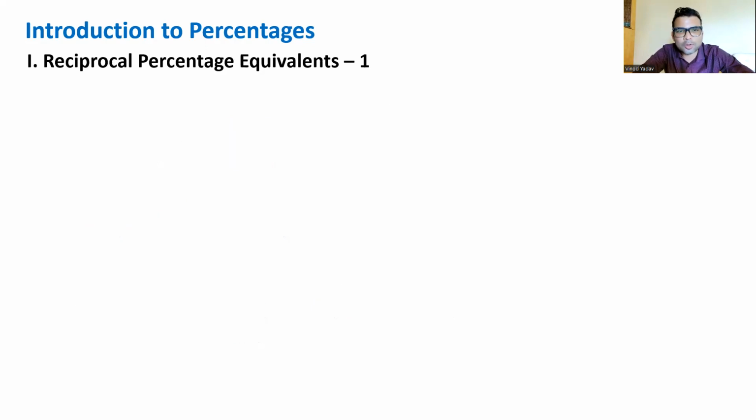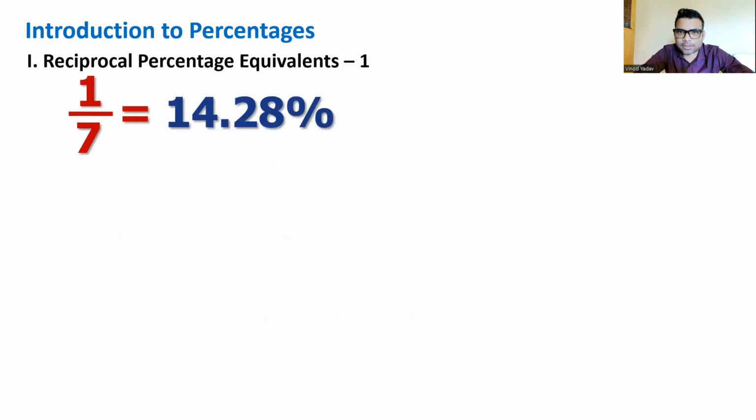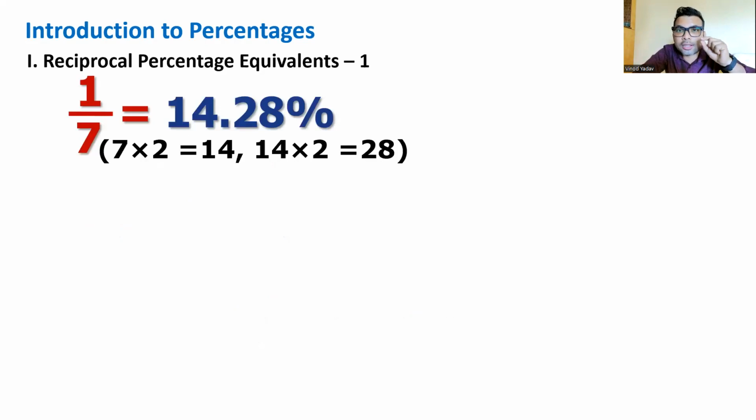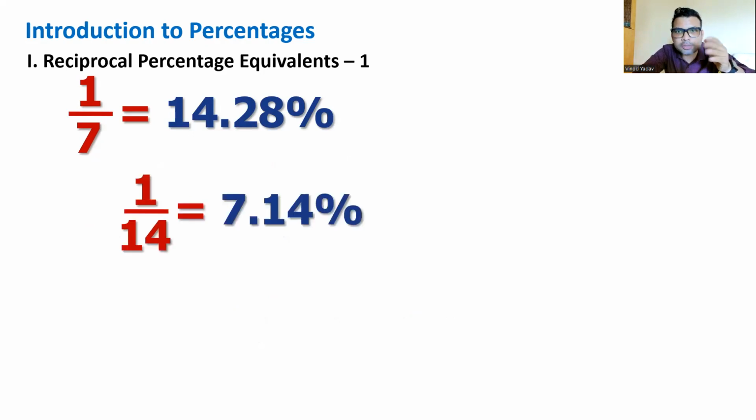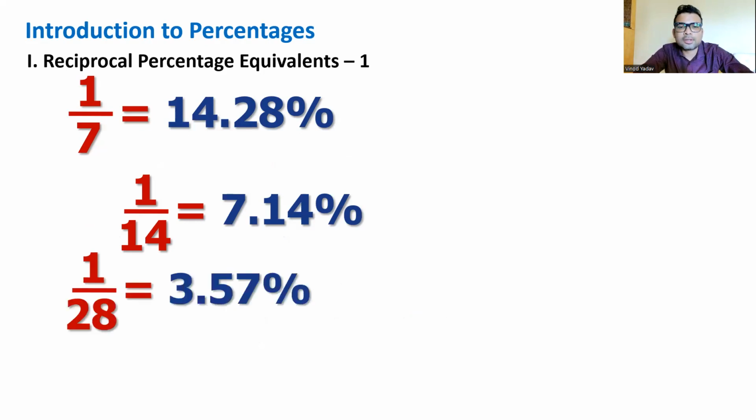All right. Next is 1 by 7. Now, how do I remember this? 7 twos are 14 and then 14 twos are 28. So double two times. So 1 by 7 is 14.28%. Half of this, yes, 7.14%. Simple, comfortable. So 1 by 14 is 7.14%. One more time half, friends. So 3.57%. That is nothing but 1 by 28. Also, if you see carefully, you see three consecutive odd numbers, isn't it? Correct. Three consecutive odd numbers. Cool. Got it?